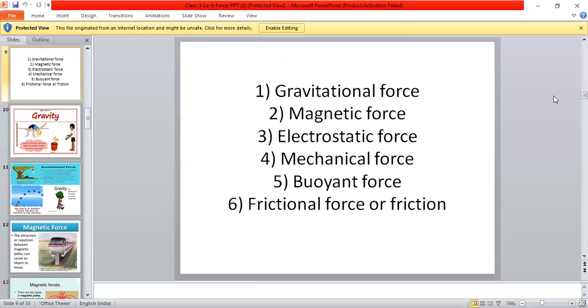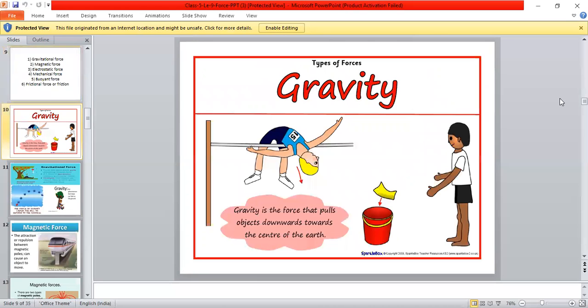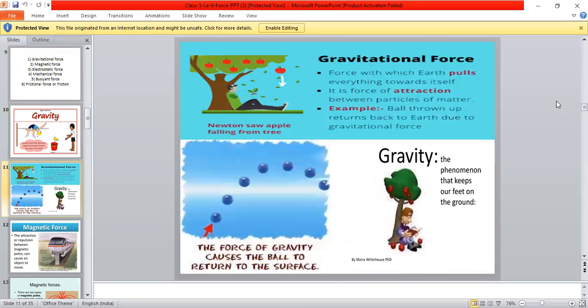Now do you know what is meant by gravity? Yes, gravity is the force that pulls the object downwards towards the center of the earth. Now, gravitational force is a force that earth exerts on the objects. Okay, if you throw a ball in the sky, it returns back to the earth. This is because of the gravitational pull. Next, we are going to see about the magnetic force.